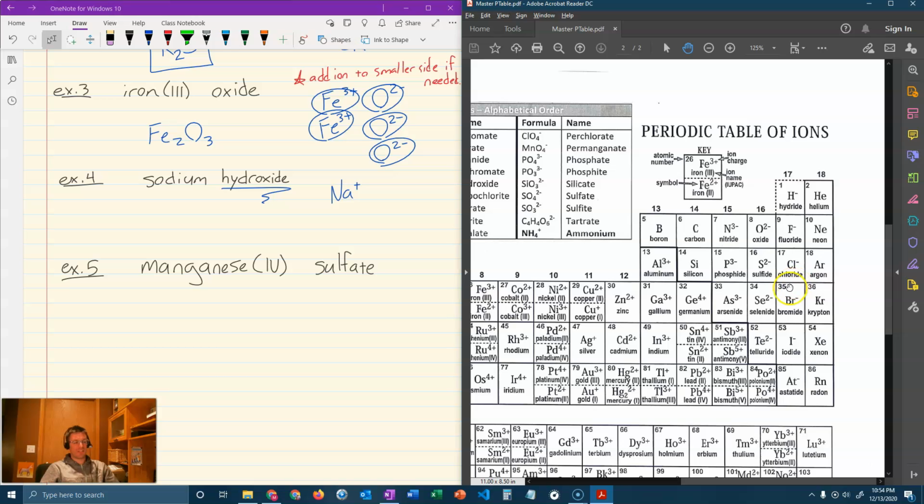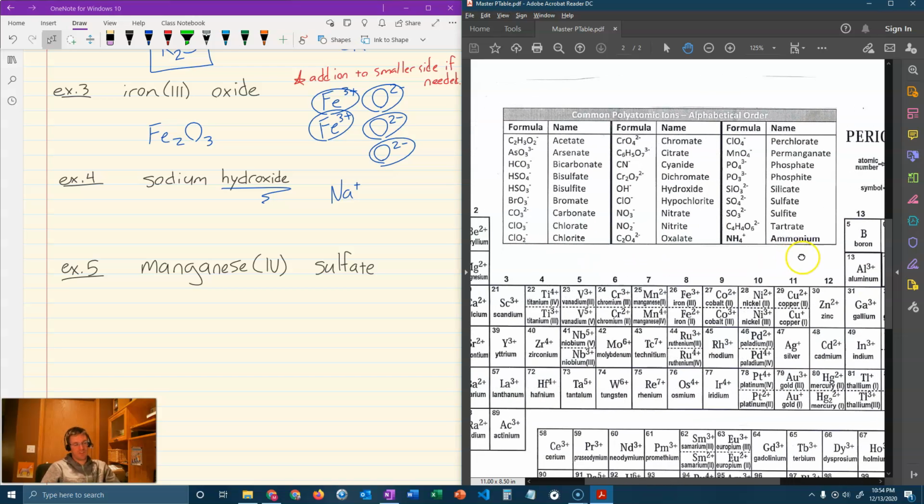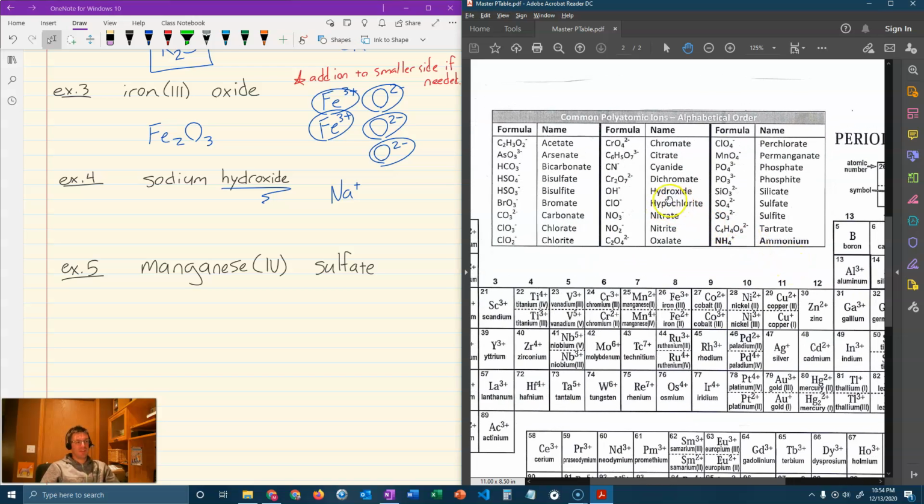Maybe this is a polyatomic ion. Of course it is. And in the middle, lo and behold, these are in alphabetical order. If I go down to the H's, there's hydroxide. And it turns out hydroxide is OH. And it also turns out from this table that there's a little negative symbol there. Do you see that? That means OH is -1. Okay, that's the hydroxide ion.